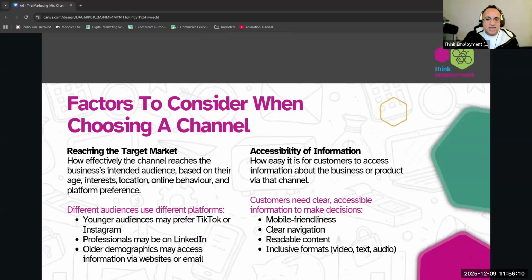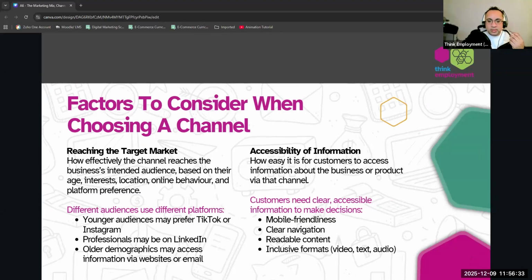So some of the things that you've got to consider when it comes to choosing the right channel is where your audience is. So who's using these platforms? What are their demographics? If it's younger people, it could be TikTok, Instagram. Professionals, it could be LinkedIn. Older demographics, it could be Facebook, email, websites, direct on your website.